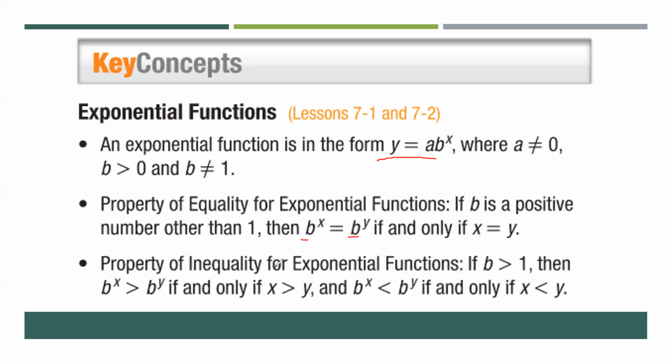And then the property of inequality for exponential functions: if b is greater than 1, then b to the power of x is greater than b to the power of y if and only if x is greater than y, and b to the power of x is less than b to the power of y if and only if x is less than y. So in other words, again, if we can get the bases to be the same, even with inequalities, then their exponents are going to be related to each other. If we have variables in exponents, then we can solve for that variable, okay?